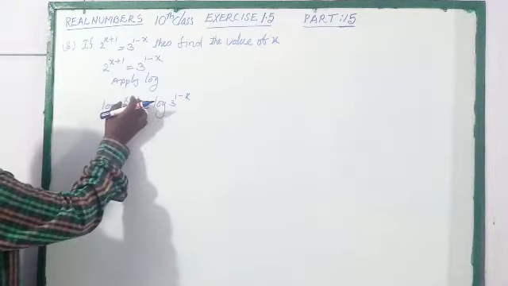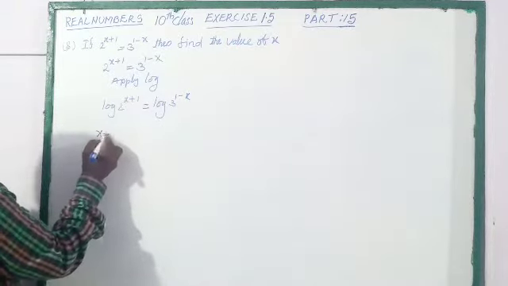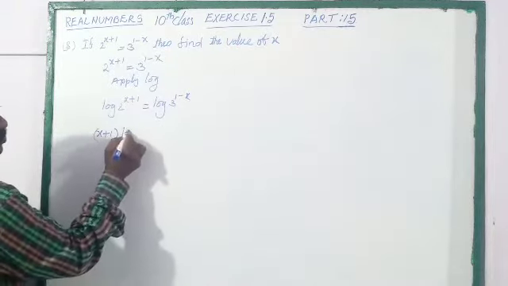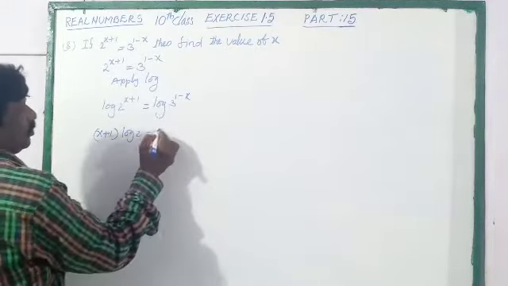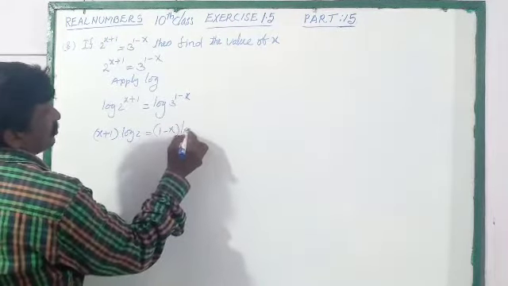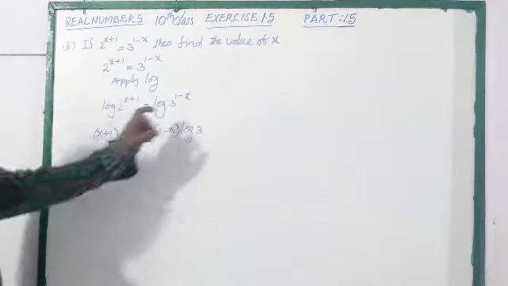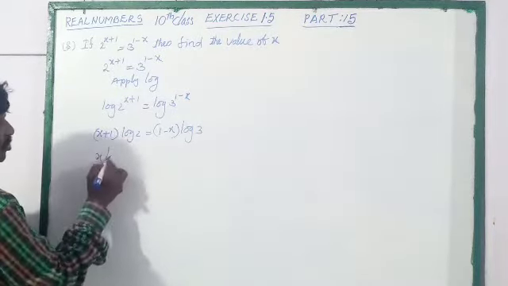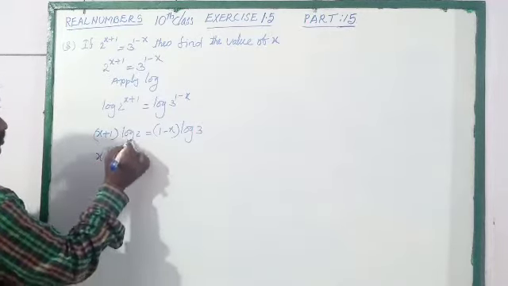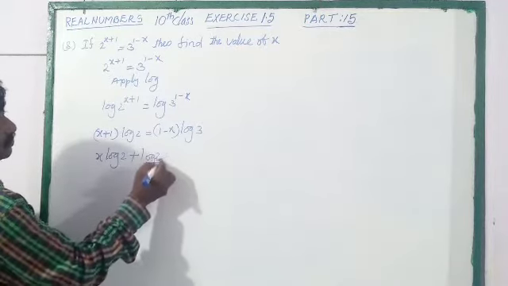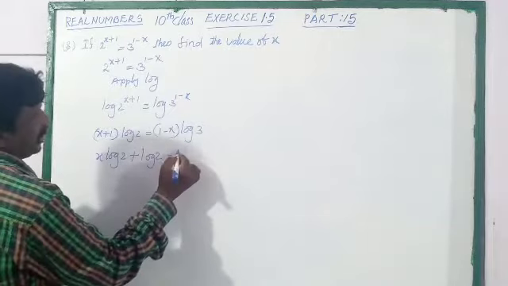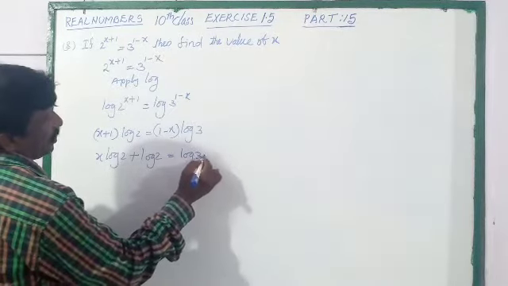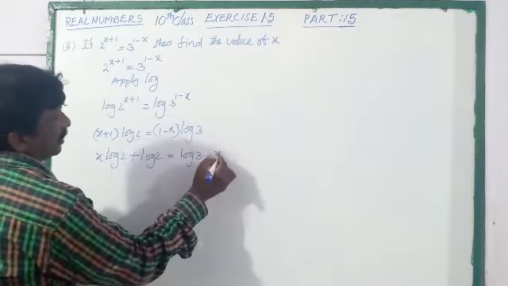The power comes to the front, so x plus 1 into log 2 is equal to 1 minus x into log 3. Expanding: x log 2 plus 1 log 2 is equal to 1 log 3 minus x log 3.